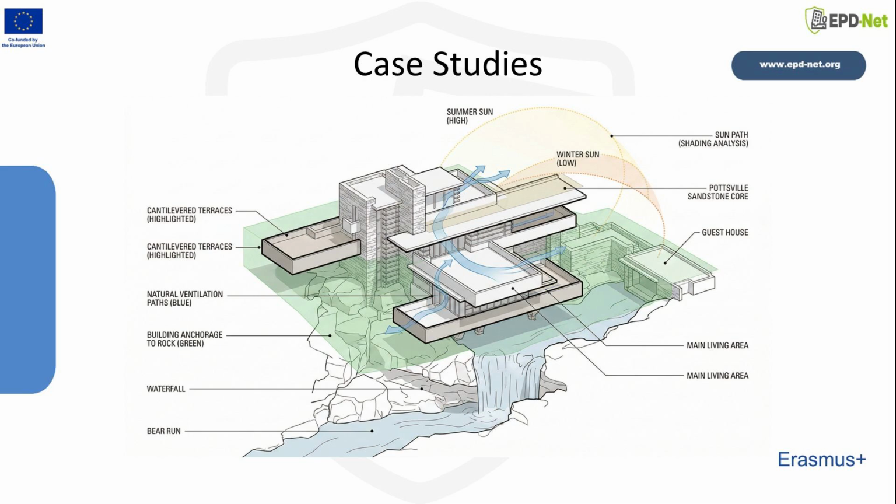Falling Water embodies the essence of sustainable design before sustainability was defined. It's not just a house in nature, it's a house of nature, shaped by environmental forces and perfectly balanced within them.